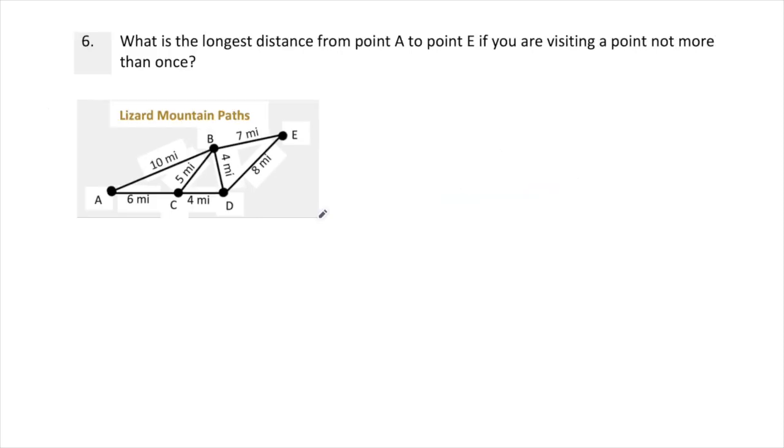For this problem, we need to figure out the longest distance from point A to point E. We can do that by testing out different ways to go from point A to point E, and we see that ABCDE is the longest way. So let's figure out the distance of ABCDE.